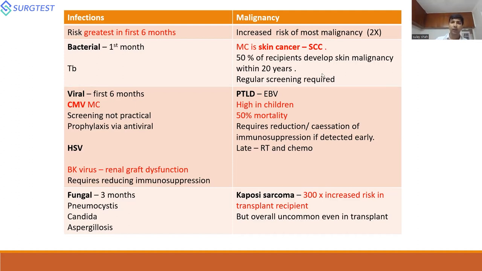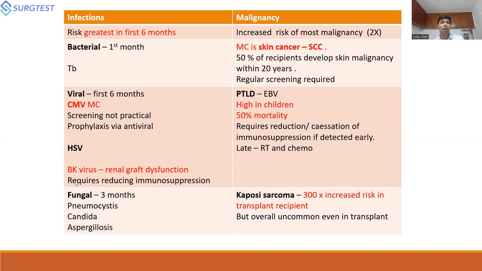The last point: Kaposi sarcoma is 300 times more common in transplant recipients as compared to the general public. Is it common in transplant recipients as compared to the general public? Yes. But is it very common in transplant recipients per se? No. The incidence reported is around 0.1%, so out of 1,000, maybe one can develop it, as compared to SCC or PTLD or even colon and breast cancer, which are very common in transplant recipients. PTLD, although, is still commoner than in a normal person. So, understood the difference? 300 times more common in transplant recipients, but overall uncommon in transplant recipients. Perfect.